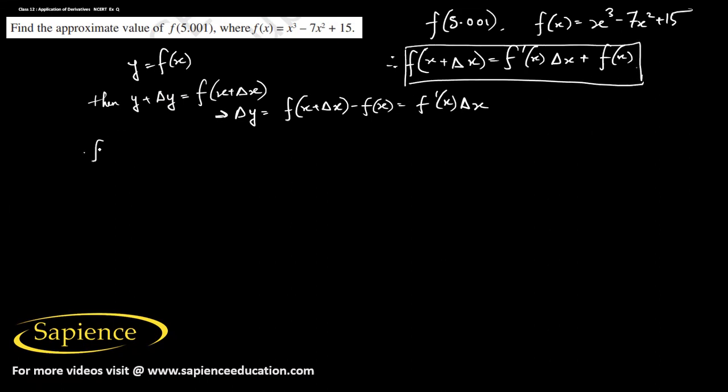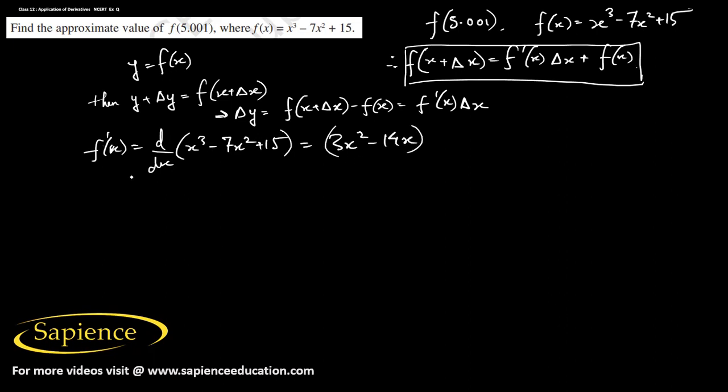Now, first we have to find f dash x here. So f dash x will be equal to d by dx of x cubed minus 7x square plus 15. So this will be 3x square minus 14x. So therefore, for f of 5.001, here we can take x as 5 and delta x will be 0.001.